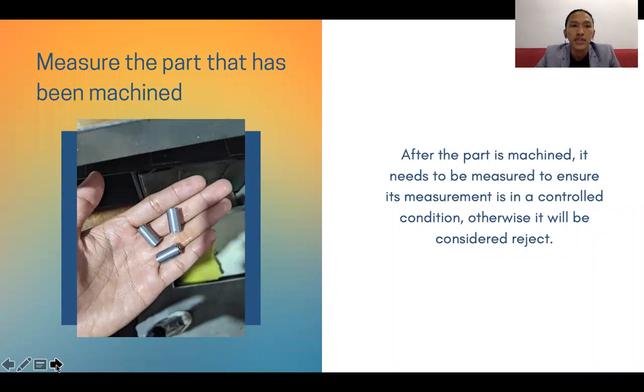Measure the part that has been machined. After the part is machined, it needs to be measured to ensure its measurement is in controlled condition. Otherwise, it will be considered a reject.